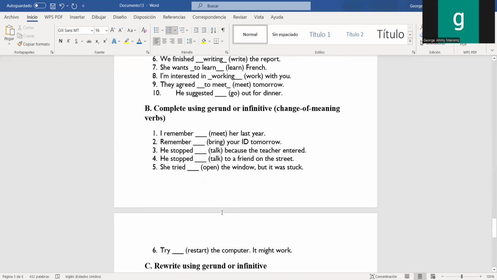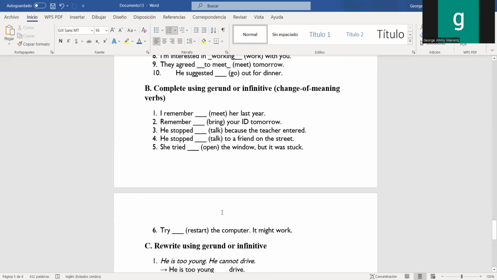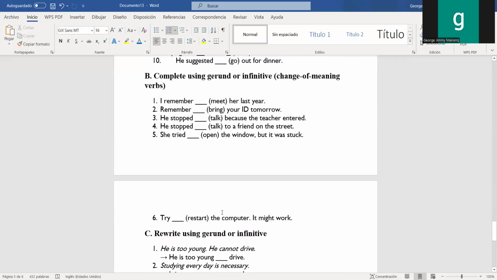So let's move on to exercise B. Complete using gerund or infinitive, change of meaning and verbs. This one, folks, I would like to explain in the next session, because there are some important things that we must consider there. Okay, just keep in mind those examples, and we're going to work on it in class.